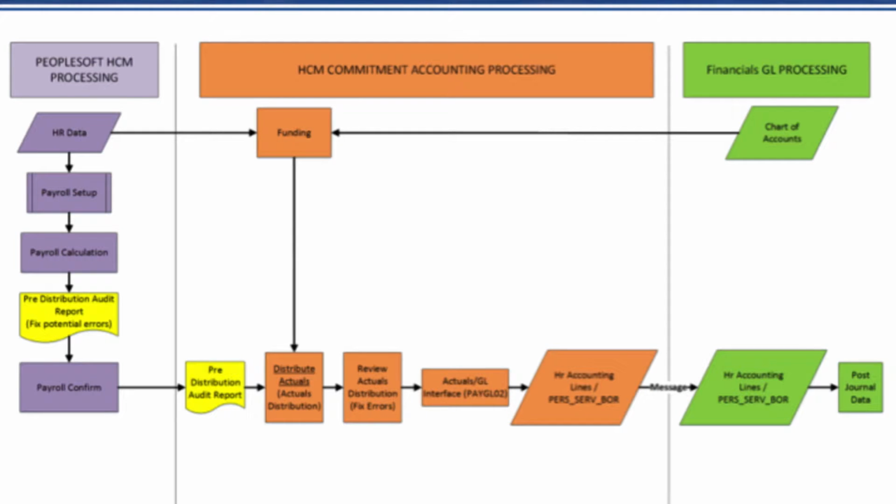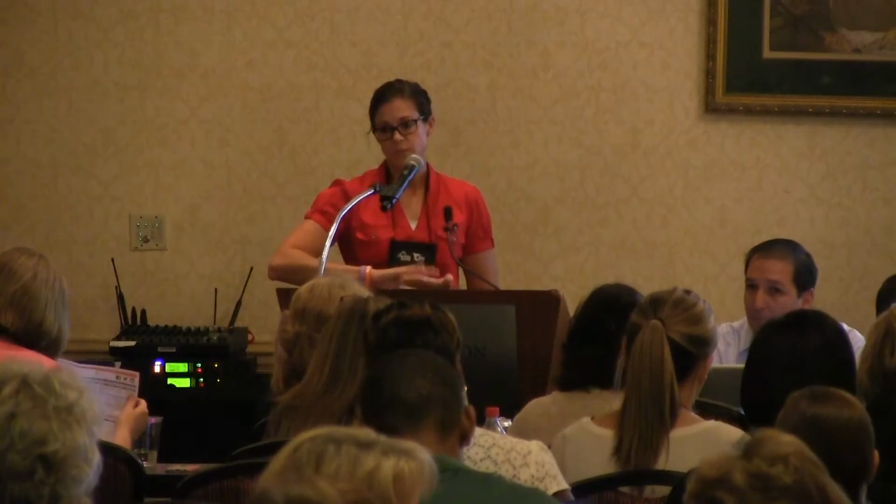So the funding is also set up on the departmental budget table. We're going to take a look at that in just a minute. But those are some of the main differences now between what we've been doing in ADP and what's going forward. So the first thing we want to look at is combo codes.